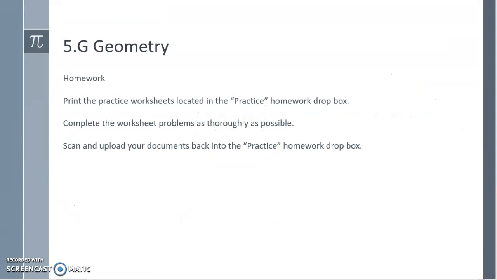Homework. Print the practice worksheets located in the practice homework Dropbox. Complete the worksheet problems as thoroughly as possible. Scan and upload your documents back into the practice homework Dropbox.